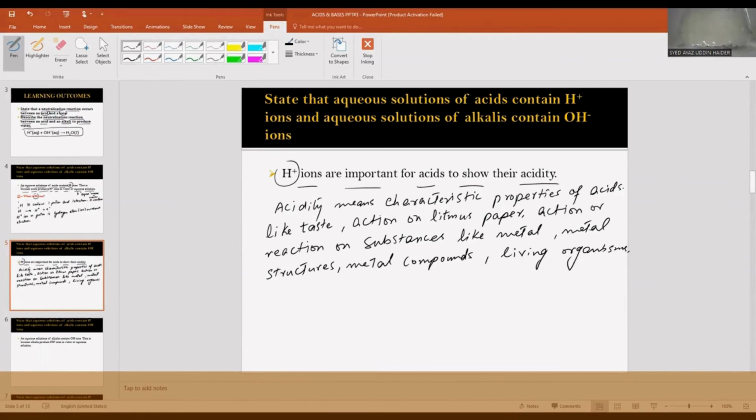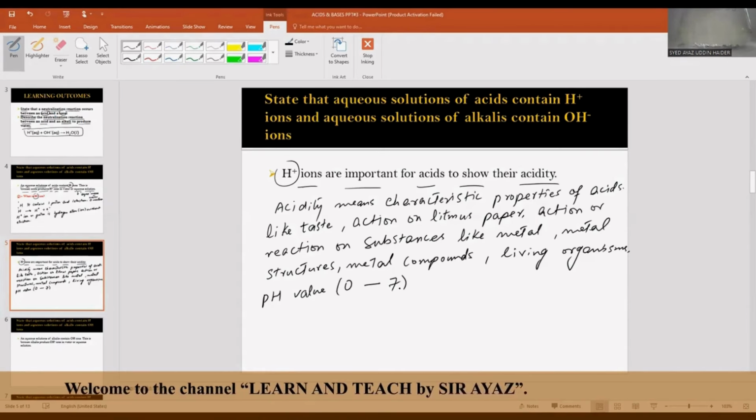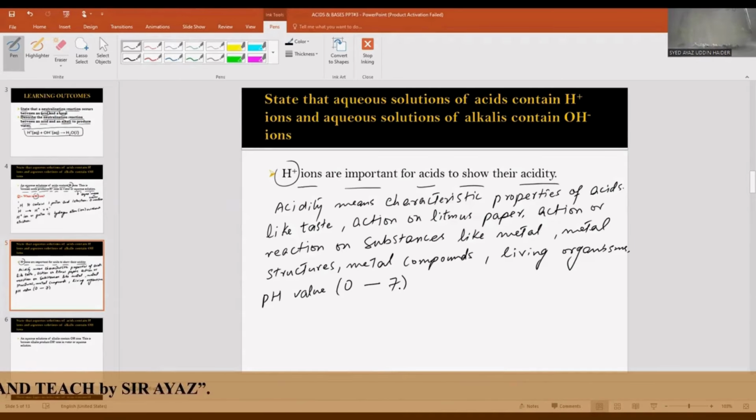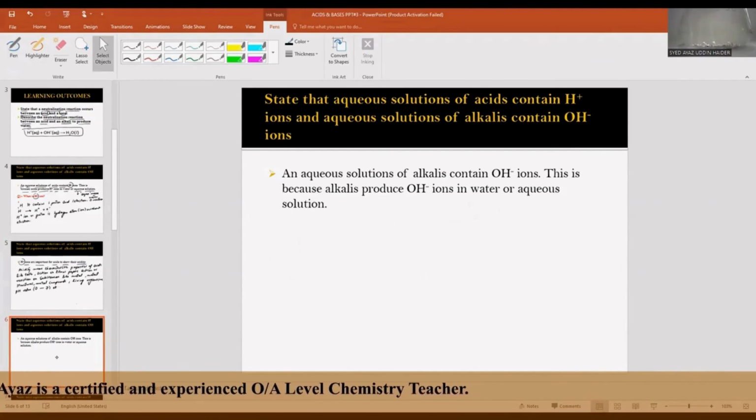This also includes their action on pH value, which is between 0 to 7. So these all depend on the production of H positive ions in the solution. In fact, acids dissociate to produce H positive ion in water. Remember, water is important for this. You can't have H positive ion in any other solvent.